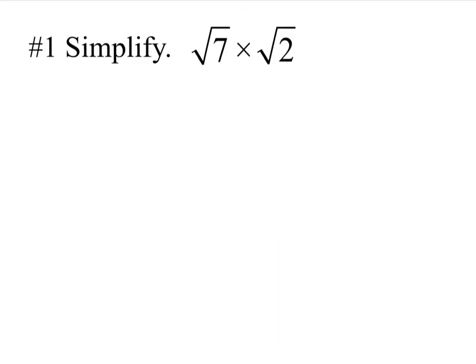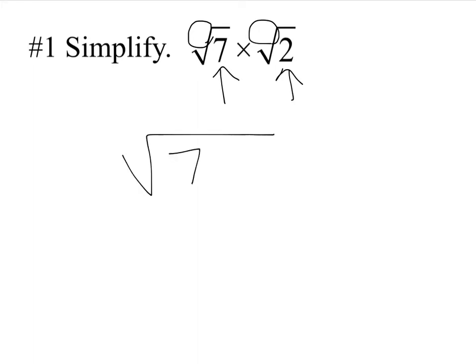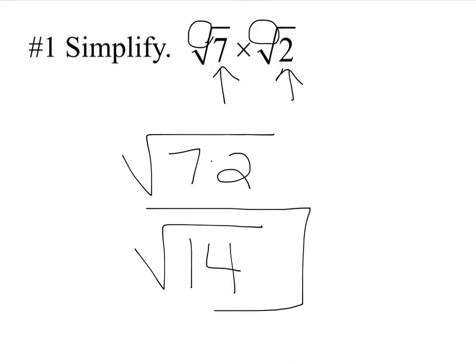All right, the first problem says we have the square root of 7 times the square root of 2. Remember, when you are multiplying radicals that have the same index, so both of my indexes here are 2, you can multiply underneath the radicands together. So we would end up with the square root of 7 times 2, which in this case is the square root of 14. We haven't learned how to simplify radicals yet, so we're just going to leave it the square root of 14.